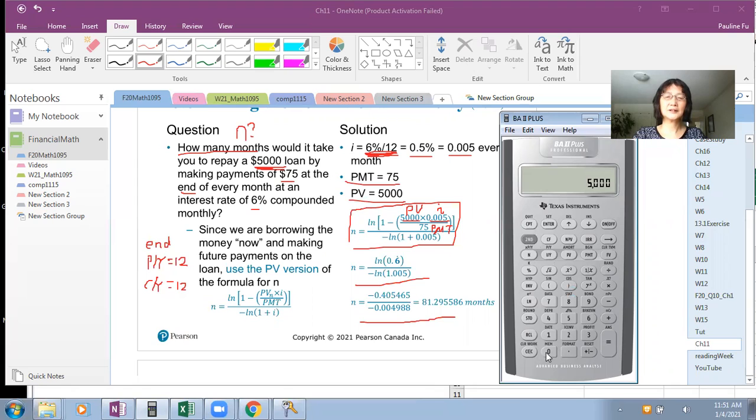5,000, that is the loan amount. Because it is a loan, we interpret it as a negative number. Okay, maybe no. I will keep the PV positive because the PMT is a negative number. So PV is 5,000, okay? And then 75 is PMT, negative number.